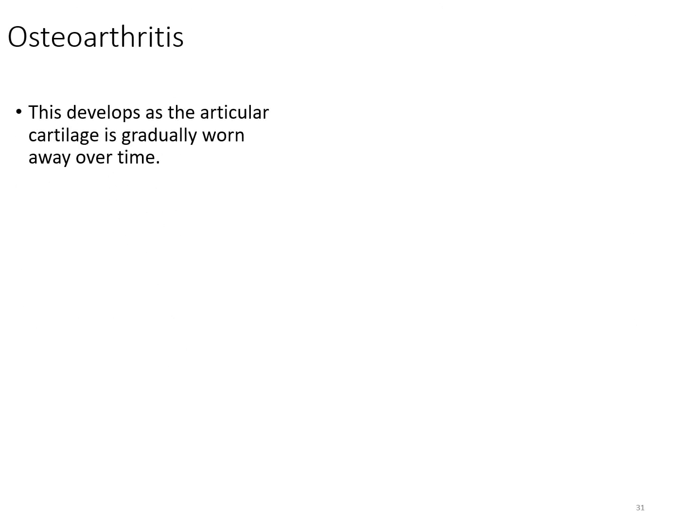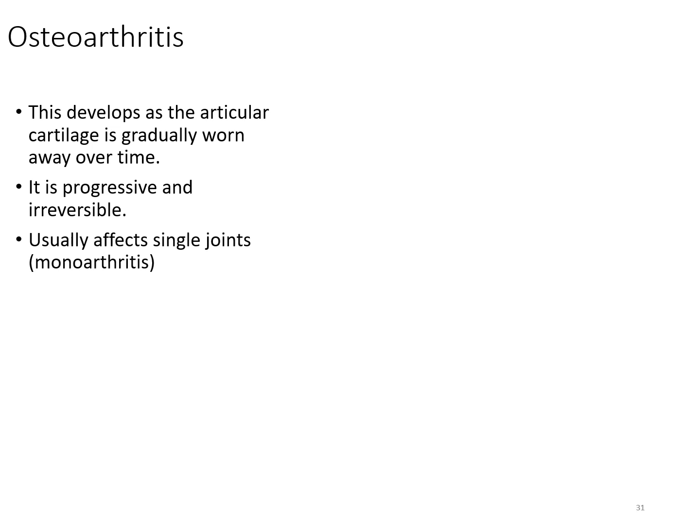So as we said on the previous slide, osteoarthritis develops as the articular cartilage is gradually worn away over time. It's progressive and it's currently irreversible. It usually affects single joints, so if it's one joint on its own, it tends to be a monoarthritis, whereas if it affects many joints, it will be polyarthritis. So mono is one, poly is many.